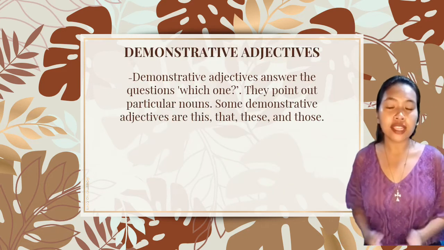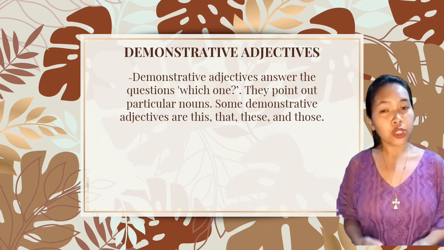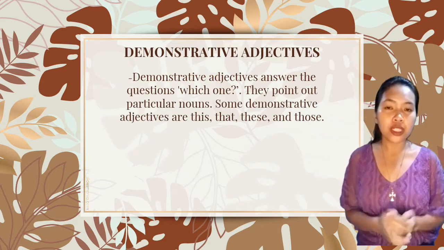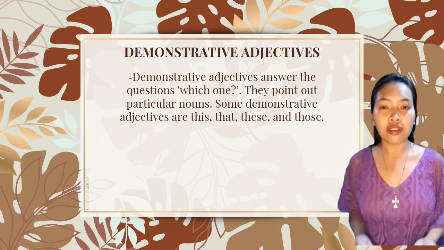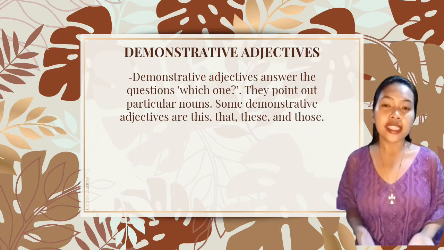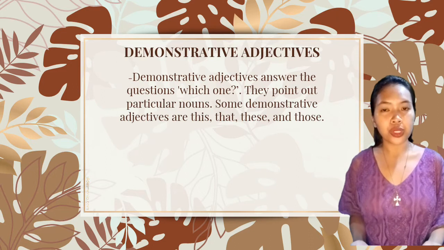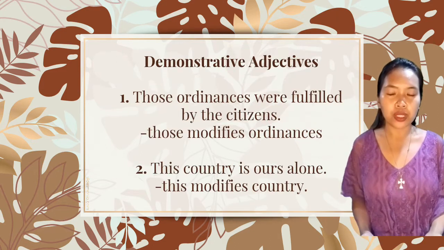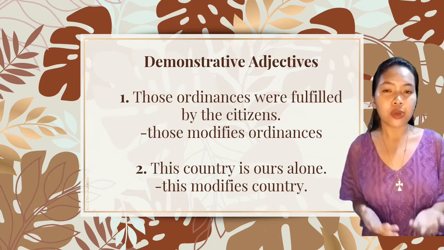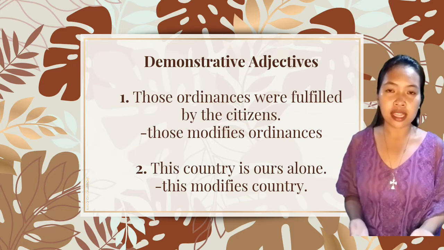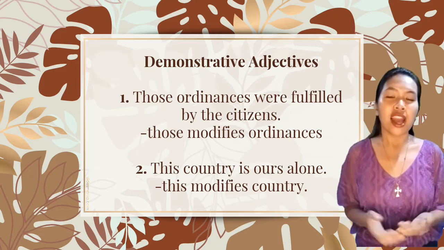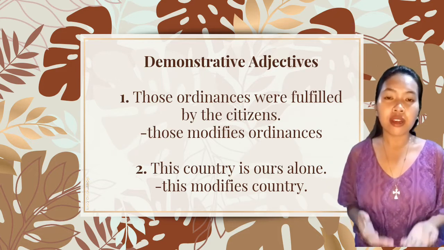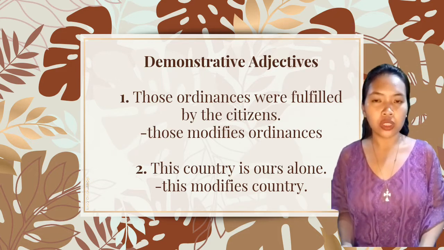Now let's move on to demonstrative adjectives. Demonstrative adjectives answer the question which one. They point out particular nouns. Some demonstrative adjectives are this, that, these, and those. For example, those ordinances were fulfilled by the citizens. Those modifies ordinances. Another one is, this country is ours alone.